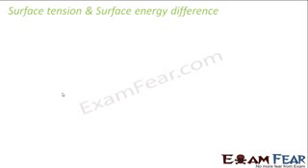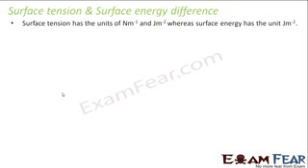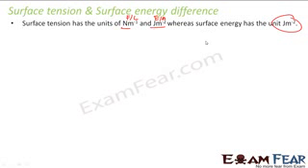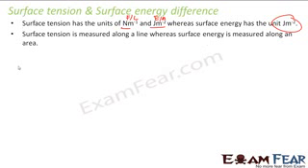Just to clear some doubts in surface tension and surface energy, let's see the difference between surface tension and surface energy. The first thing is surface tension has two units. One is Newton per meter when it is force per length, or joule per meter square when it's energy per area. But the surface energy has only one unit, joule per meter square. Surface tension is measured along a line. As I told, if I have this kind of structure, I have some soap here, you apply some force here. It's always measured across the line, whereas the surface energy is measured along an area.